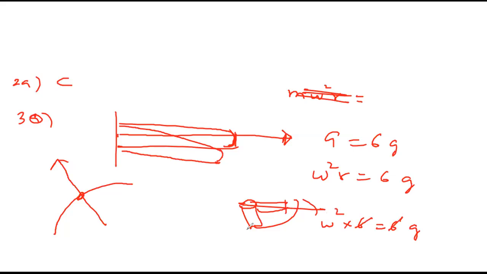We have to find the maximum number of revolutions. So omega is root g. Maximum number of revolutions per second means 2 pi into frequency. So pi and root g you can cancel. Then it equals half, 0.5. 0.5 is option A.